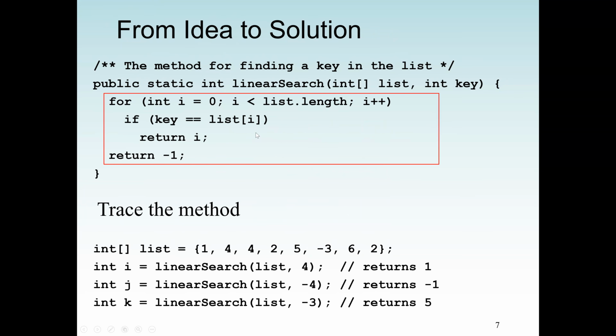And this is the code again. So i from 0, while i is less than list.length. Again, if the items are 50, we go from 0 to 49. Then we compare if the key equals list[i]. If this condition is true, we return the index position, which is i. Otherwise, if we went through all the items and didn't find the key, then we return -1, which means the search key is not in the array.